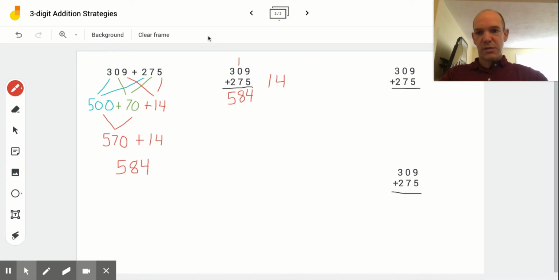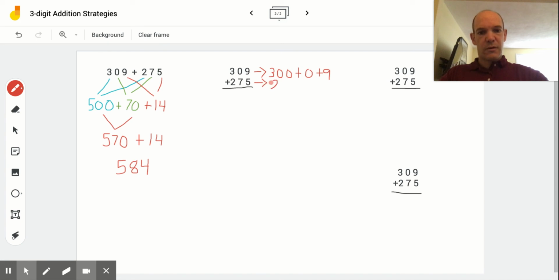Actually, I'm going to erase this one because I wanted to have more space. So the next strategy is going to be using what's called expanded form, which is very similar to what I just showed you. And you can go back if you want to watch what I did erase. But you break this into the hundreds because 309 is the same as 300 plus no tens, there's a 0 there, and 9 ones. And we do the same thing for the bottom number as well.